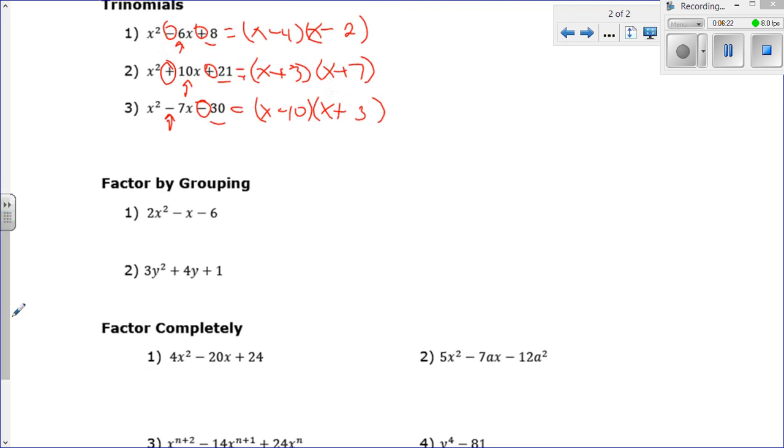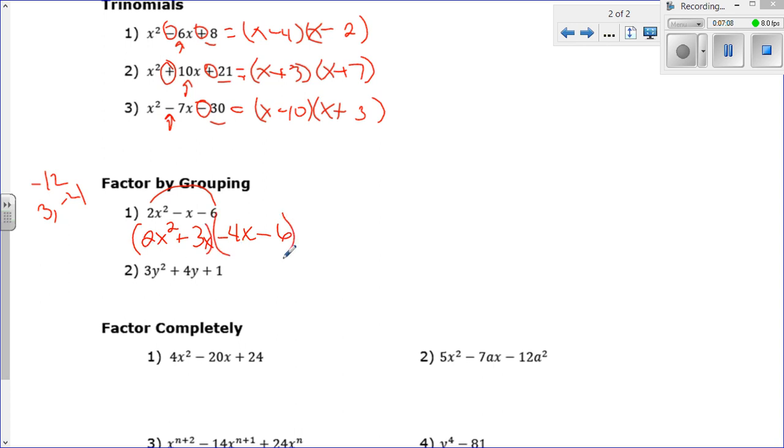Factor by grouping. Remember, we take and we multiply the first times the last. So I have negative 12. And when I'm looking at that negative 12, I want to see what are my factors of negative 12 that give me negative 1. So that would be a positive 3 and a negative 4. So I just rewrite my problem as 2x squared plus 3x minus 4x and then minus 6. My middle two terms, the 3x and minus 4x, add up to that negative 1x.